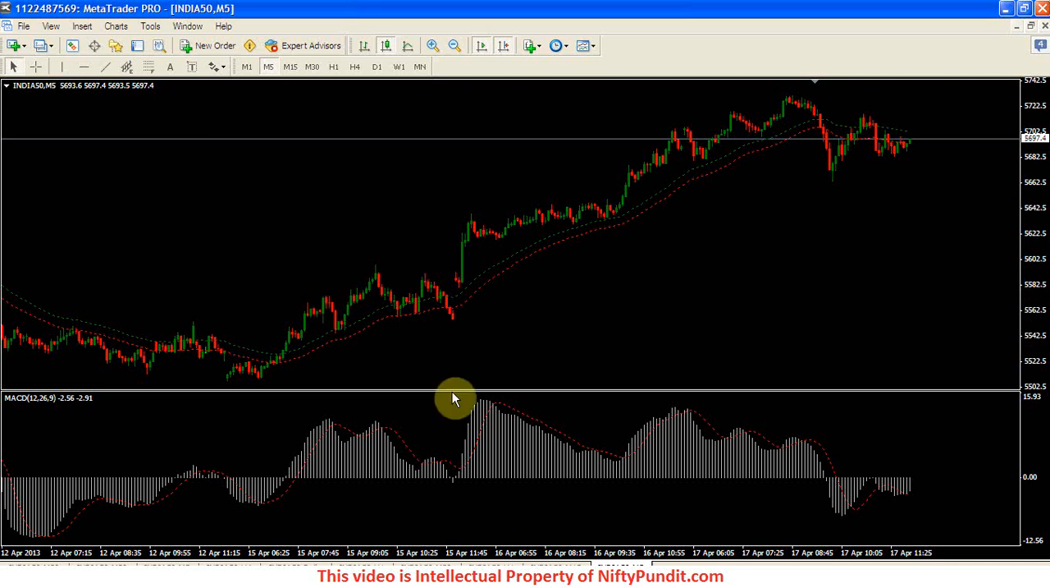So this is how you can set up the MACD EMA intraday trading system in MetaTrader.